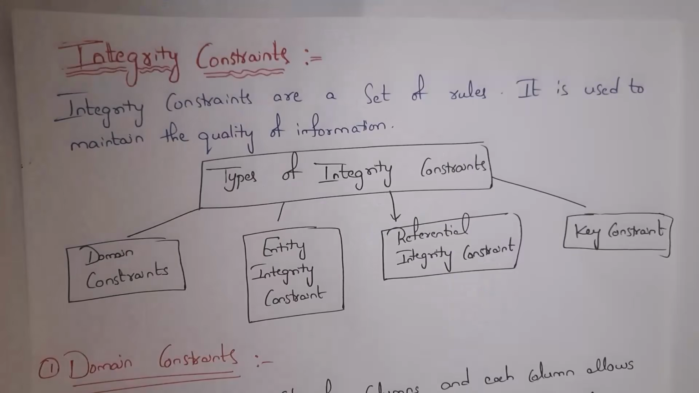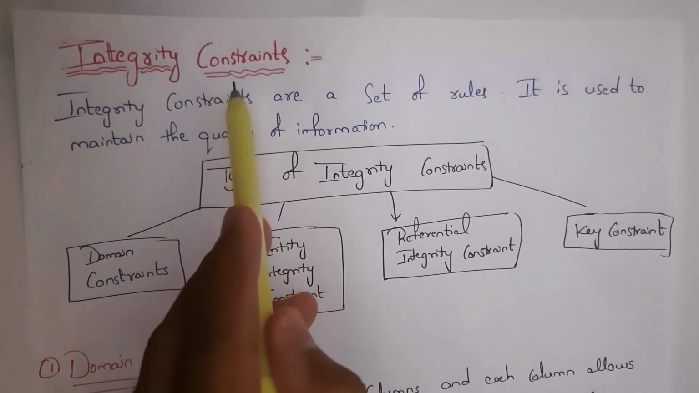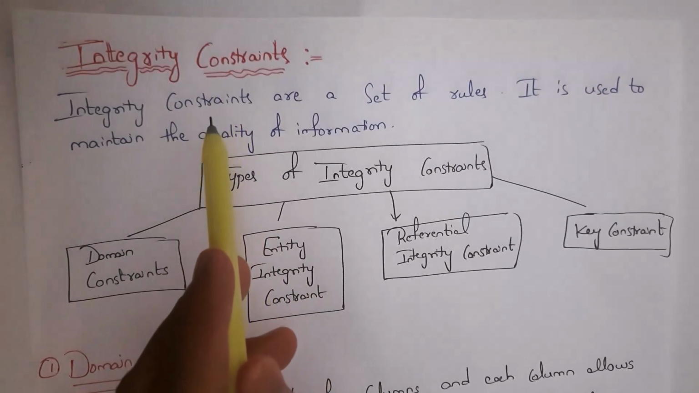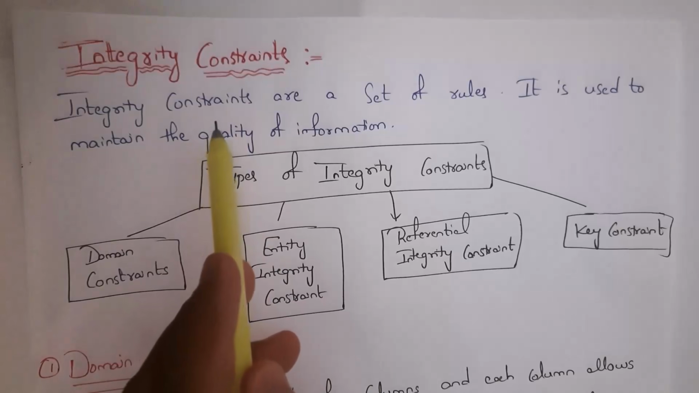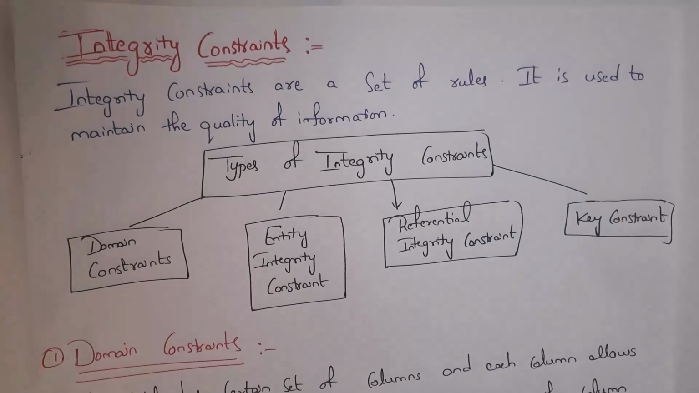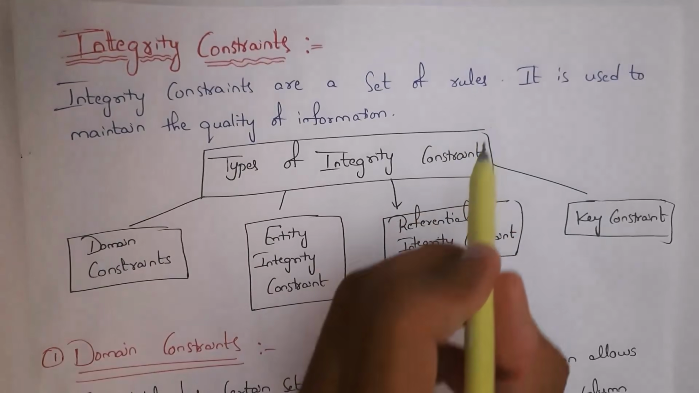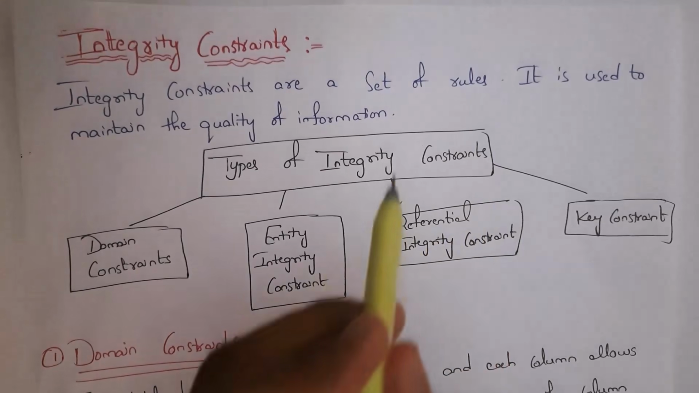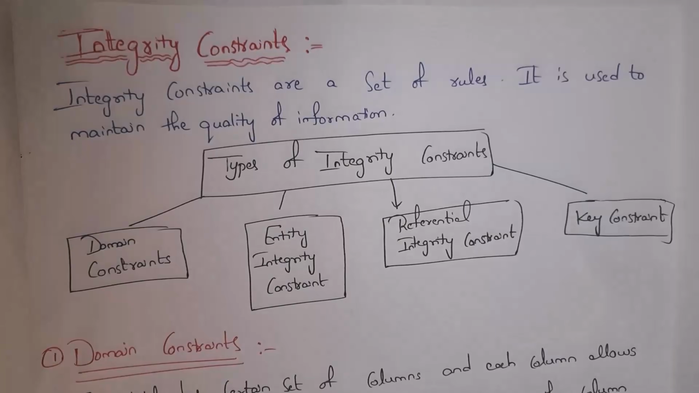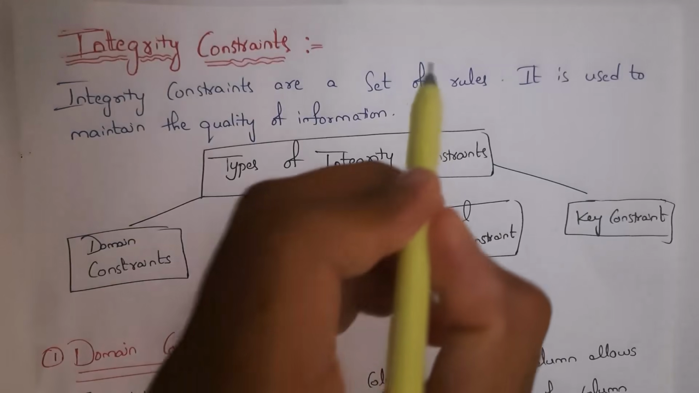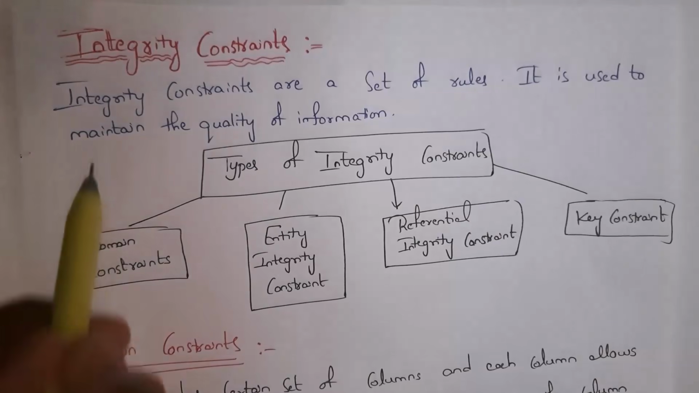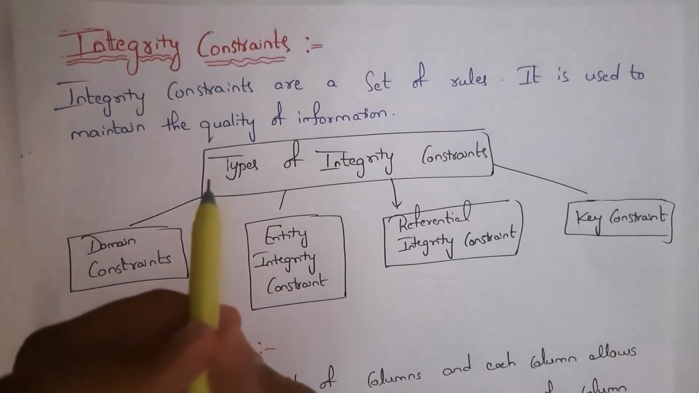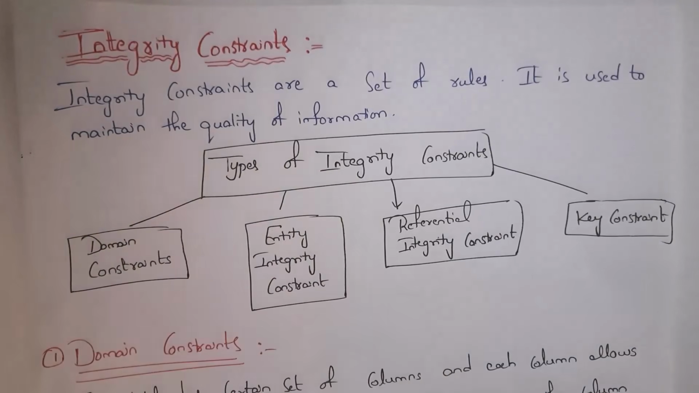Next I will explain the integrity constraints topic in DBMS. Guys, we also call integrity constraints just constraints. Both are the same. Constraints are nothing but a set of rules. Whatever rules we apply on database columns, we call those rules constraints. But why do we need to apply these rules? We need to apply these rules in order to maintain correctness of data, that is, to maintain quality of information.